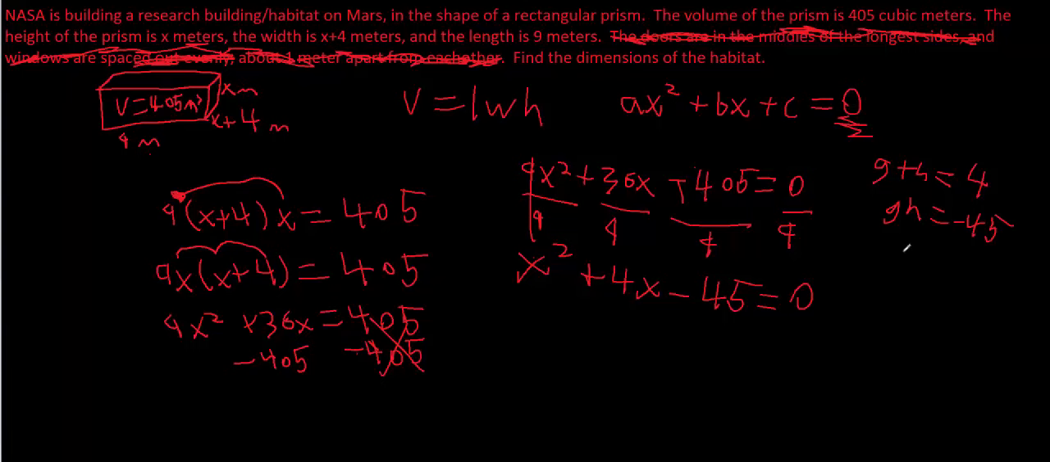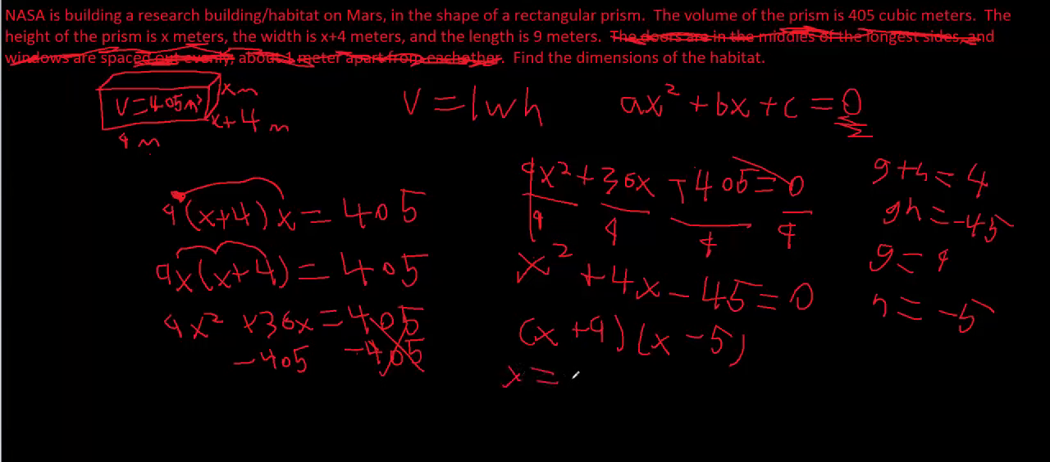Okay, you should have discovered that g here should equal 9, and h should equal negative 5. And then we can plug this back in, so we would have x plus 9 times x minus 5. So that would give you x equals negative 9 and x equals positive 5 as your answers there, because we have to find the dimensions.